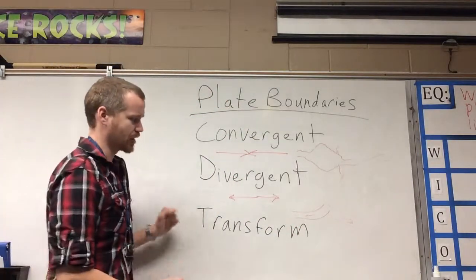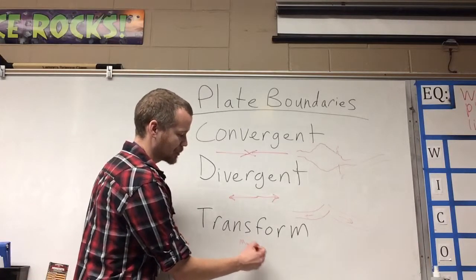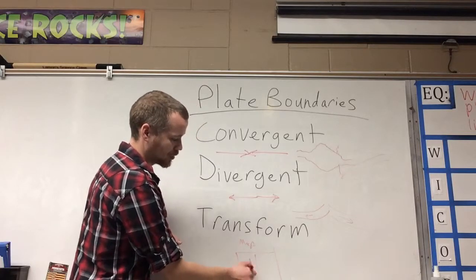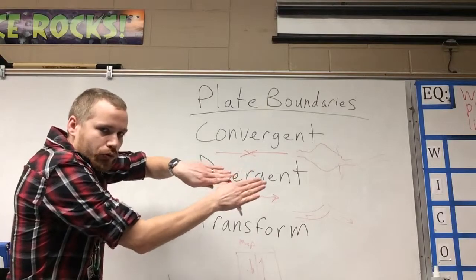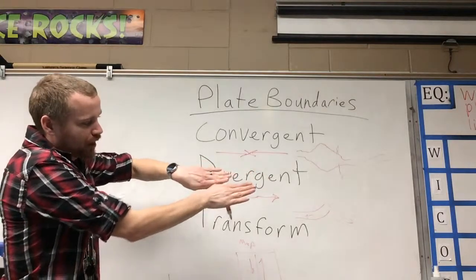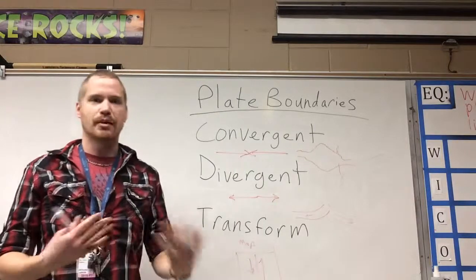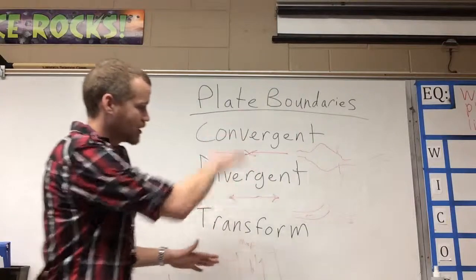The next type is a transform boundary. If we were to look at a map view of this type of boundary, you would end up seeing that you will get some sort of offset as plates move like this, and they just move past each other. A lot of times you'll find things like offset rows, maybe a fence that's been offset. Overall, these are the main types.